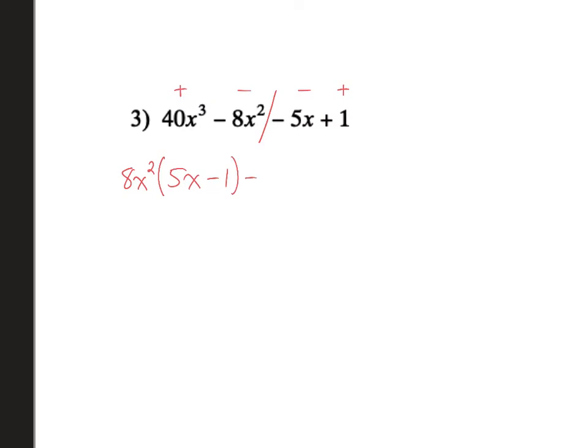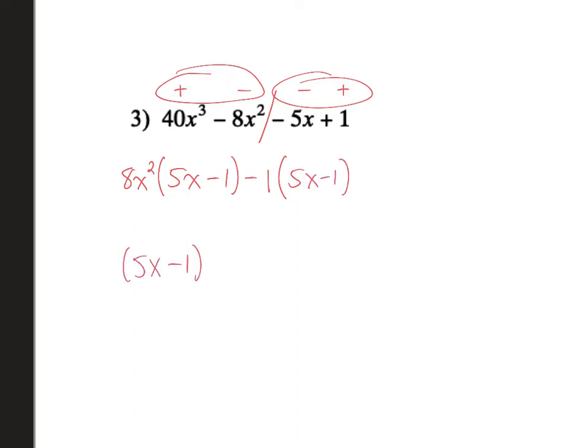All right, what can we pull out of negative 5x plus 1? We can pull out a negative 1, right? Because there's no GCF, we can always pull out a 1. We're going to pull out a negative because these signs do not match. It's going to change the signs to 5x minus 1, which is what we want. And we're going to get 5x minus 1 times 8x squared minus 1.